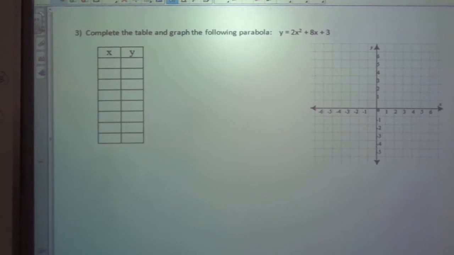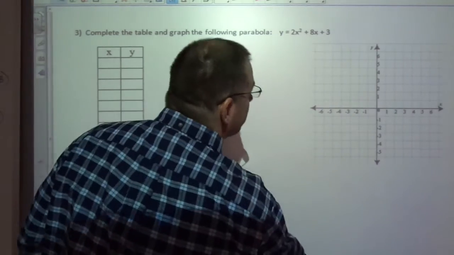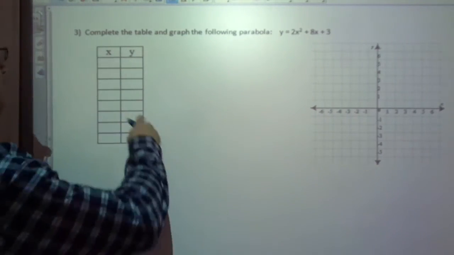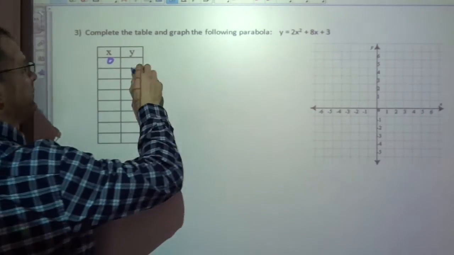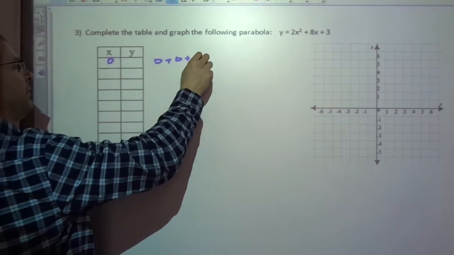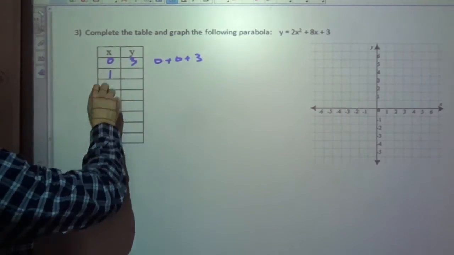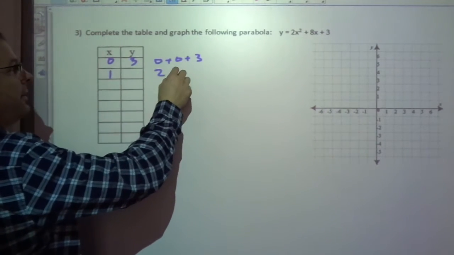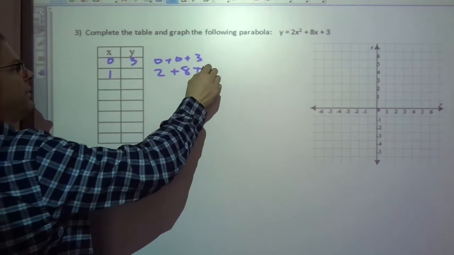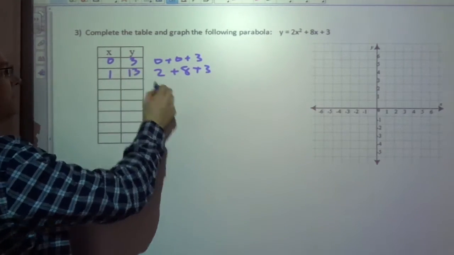Complete the table and graph the parabola. So if we are given a table, then all we got to do is plot points in, figure it out. Let's start with 0. That's an easy one. 0 plus 0 plus 3. That's 3. What about 1? That would be 2 times 1 plus 8 times 1 plus 3. That's 13. Wow, that's really high.